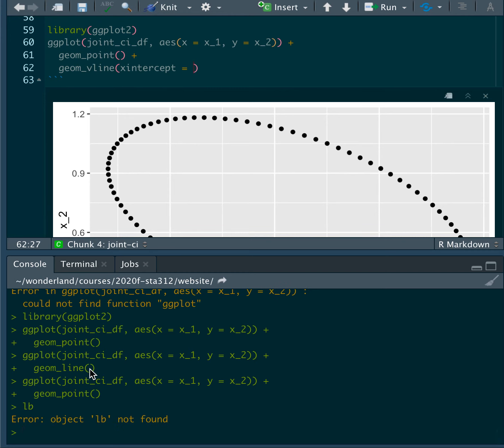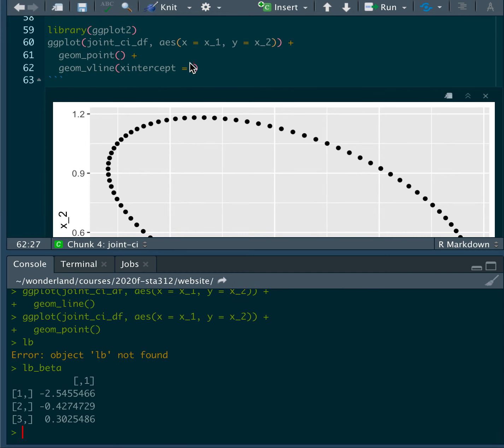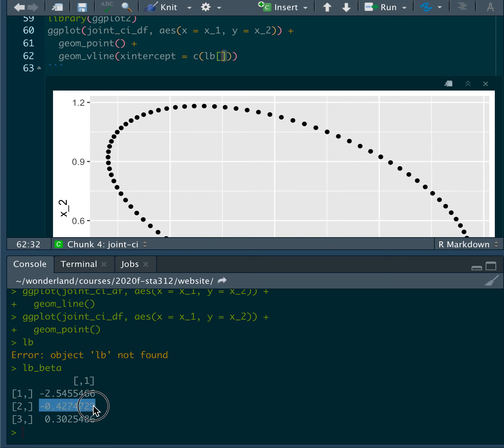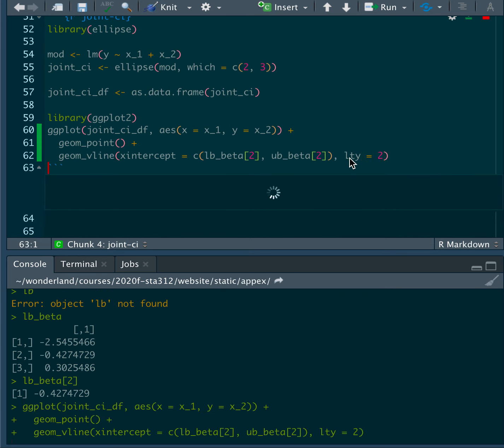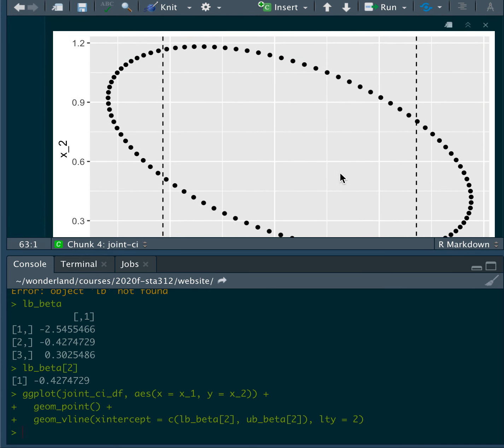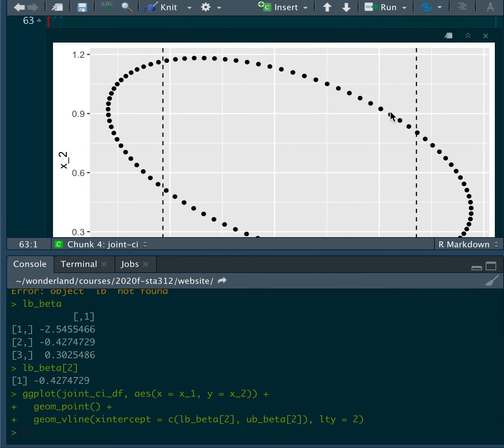And so let's remind ourselves where the lower bounds are. So this is my lower bound object. For x1, I want to pull the second element of this lower bound object, so LB beta 2. Let's just look at what that is. If I just run that part, it's going to be 0.42, which is exactly the point that I want. And then I would like to also plot the upper bound of beta. And let's make these dashed, so lty equals 2. Okay, so that creates the bound for x1.